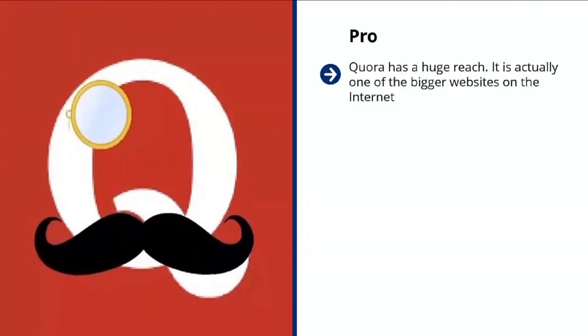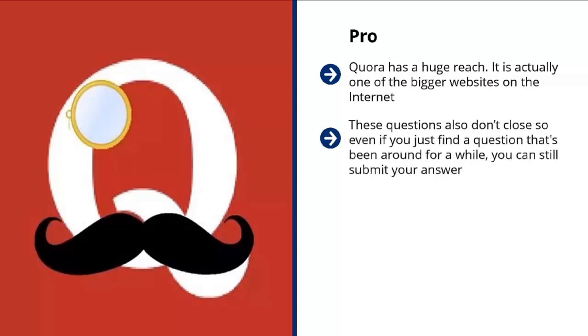Pro: Quora has a huge reach. It is actually one of the bigger websites on the internet. You can pretty much find all sorts of questions related to a range of niches. By doing extensive research on this platform, you can find all questions related to your niche. These questions also don't close, so even if you just find a question that's been around for a while, you can still submit your answer. It also rewards answers by popularity. If enough people upvote your answer, you can get a lot more views for your answer.